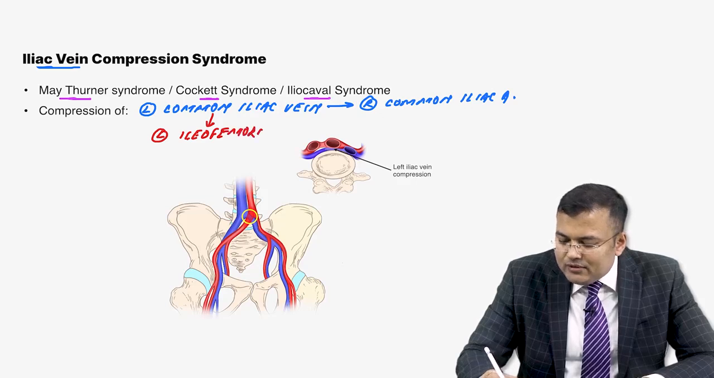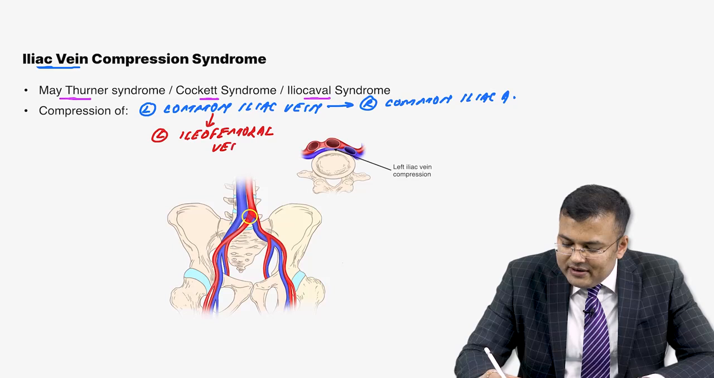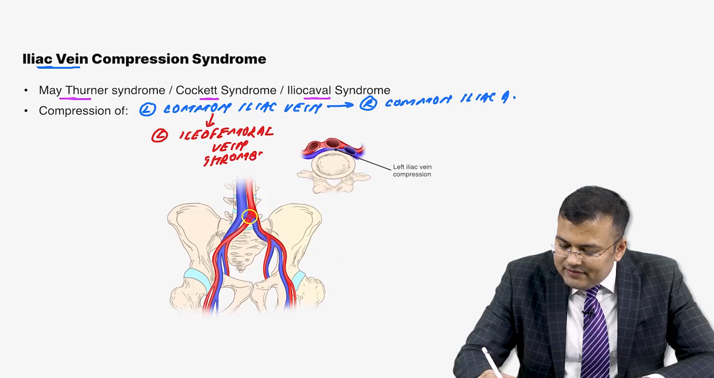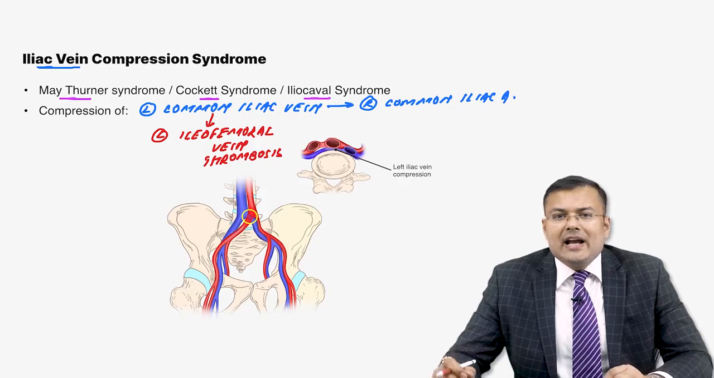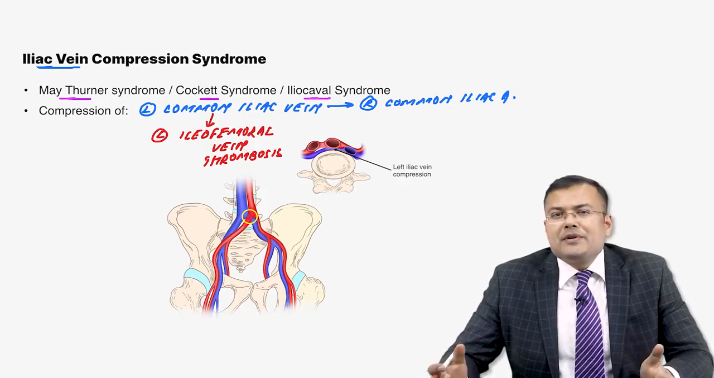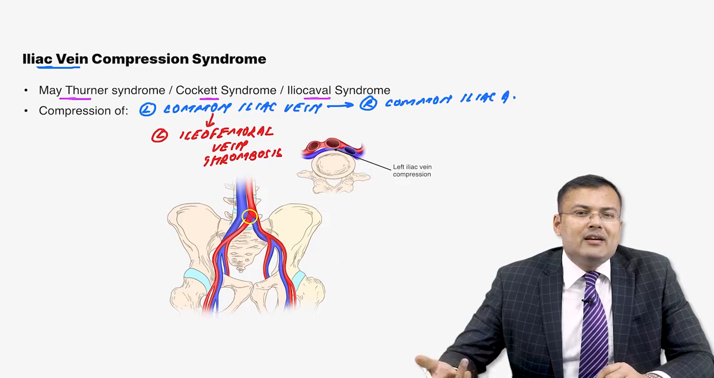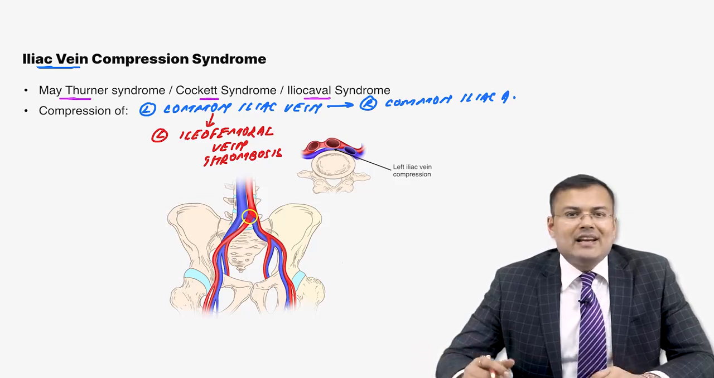Iliofemoral vein thrombosis. So guys, this you have to remember. Left iliofemoral vein thrombosis. Name is self-explanatory. Iliac vein compression syndrome: compression of left common iliac vein by overriding right common iliac artery.